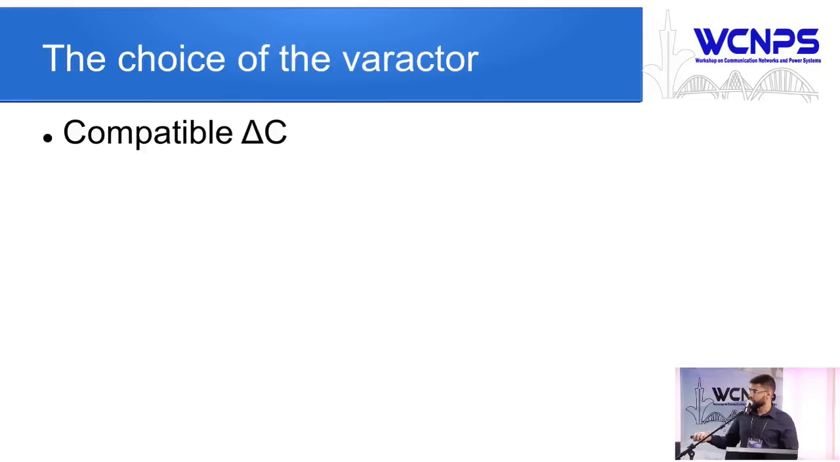So, as I said before, we need to emulate this, so we need to choose a varactor, and the first attempt is to select a compatible delta C. And here we have a resonant frequency, and if we choose an L and an operating frequency for our circulator, then we have to propose a value for the capacitor.